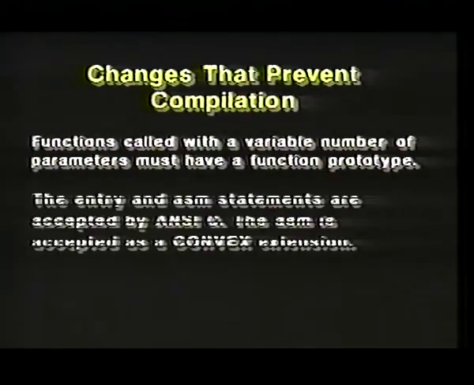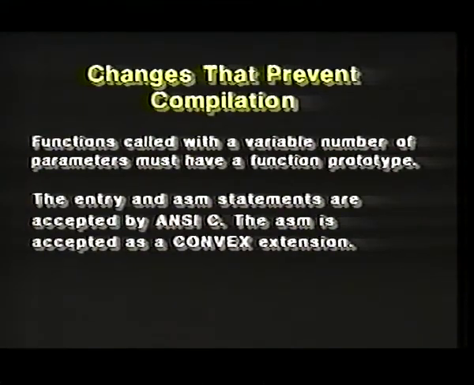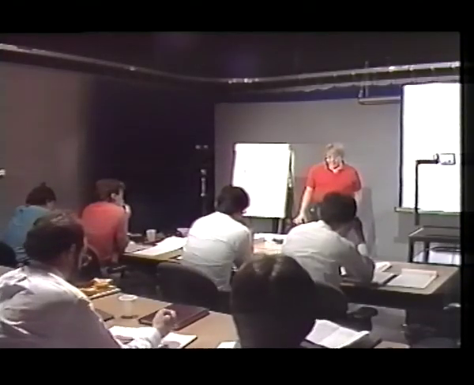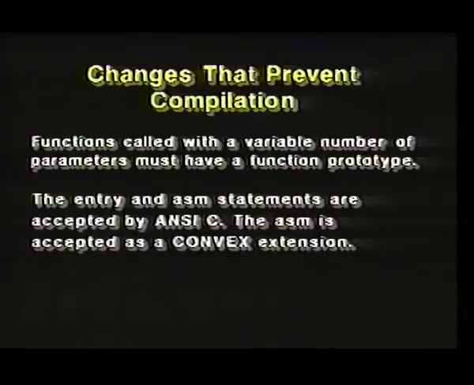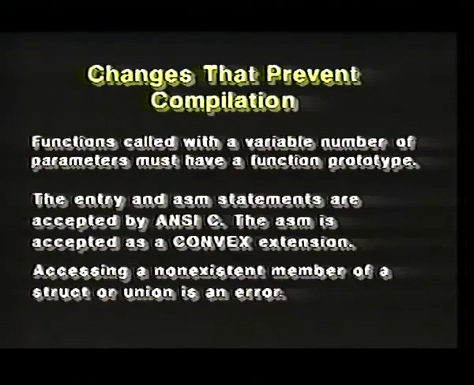There used to be, in K&R, the keyword entry defined as a keyword and reserved word. It's no longer a reserved word in ANSI C. asm, which has never been part of either K&R or ANSI, is also not a reserved word. We will accept this as a Convex extension to inline assembly language in C, which is what the kernel does in some cases. Next thing that causes problems with ANSI C is accessing non-existent members of a structure. That will give you a syntax error.